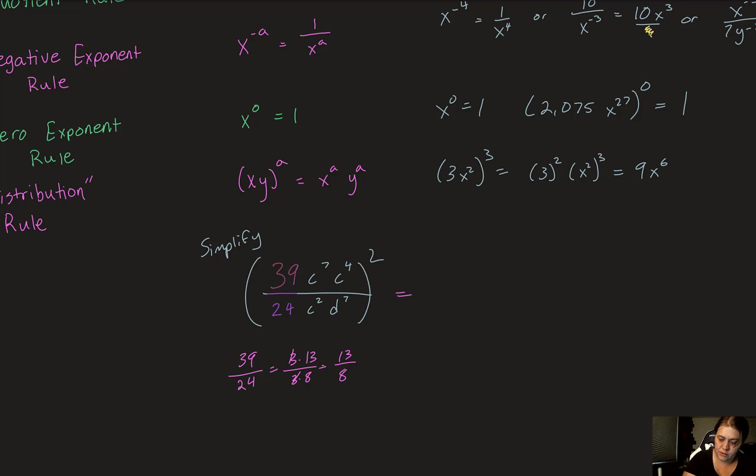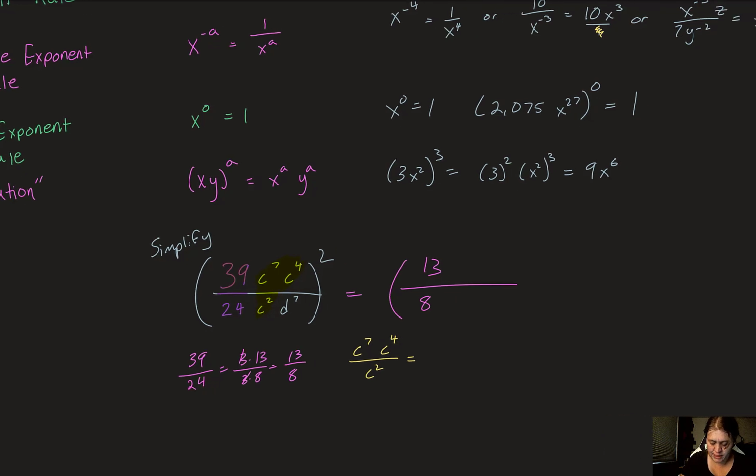All right. So I've got 13 over 8. Next up, let's grab all of the C's, because that's my next letter. I usually go alphabetical order, A, B, C, D, E, F, G. I don't have any A's or B's, but I do have C's. So I've got C to the 7, C to the 4 over C squared. My exponent rules say add the ones on the top, and then subtract what I've got top and bottom. And so that guy technically goes on the top.